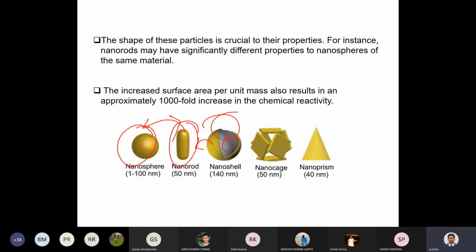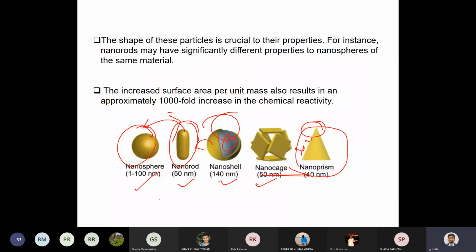So it's like nano prism. Their shapes are different, and due to the different shape, their properties also change. Increasing the surface area per unit mass also changes the sensitivity of the sensor. But sometimes we don't know which one we will use. Is it this one, or that one? So we have to check which one is better.